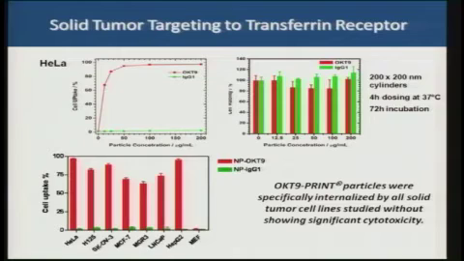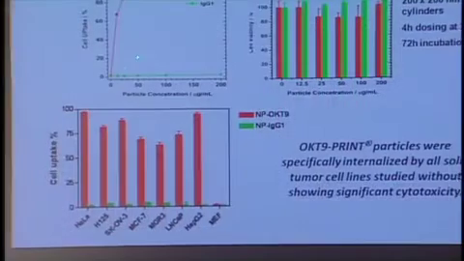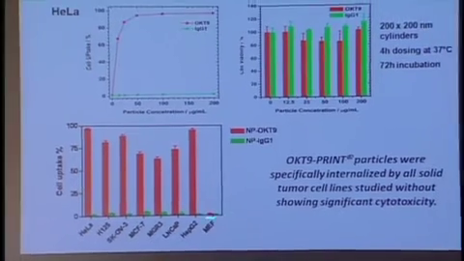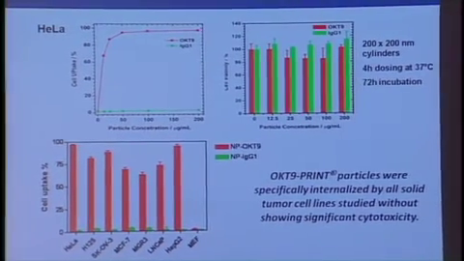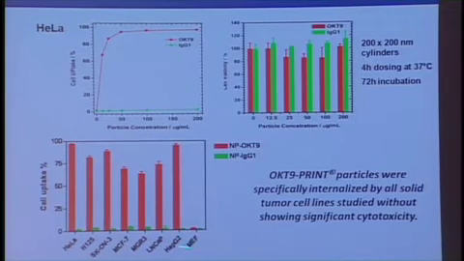There's a range of different cancer cell lines that we've looked at that all overexpress the transferrin receptor to different degrees. Shown in red here is the uptake versus the green, almost at a baseline here. And this almost tracks with the degree of overexpression of the transferrin receptor on a whole host of these different cancer cell lines.